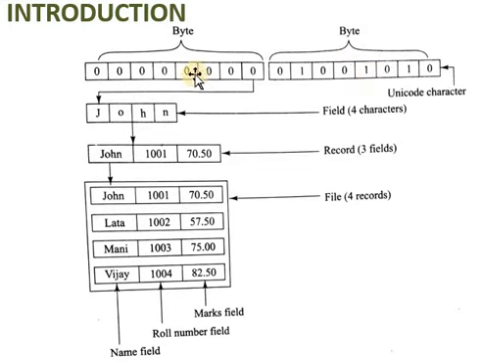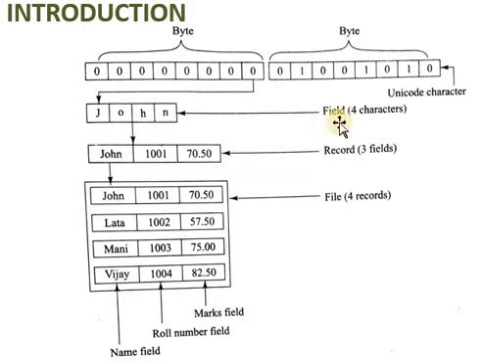Now a collection of 1 byte you can consider in general terms as a character. So let us call it a Unicode character. So this is one character. Now let us focus on the second one, field. In this example, we are using 4 characters. What are those 4 characters? First one is J, second one is O, then third one is H, and the fourth one is N.